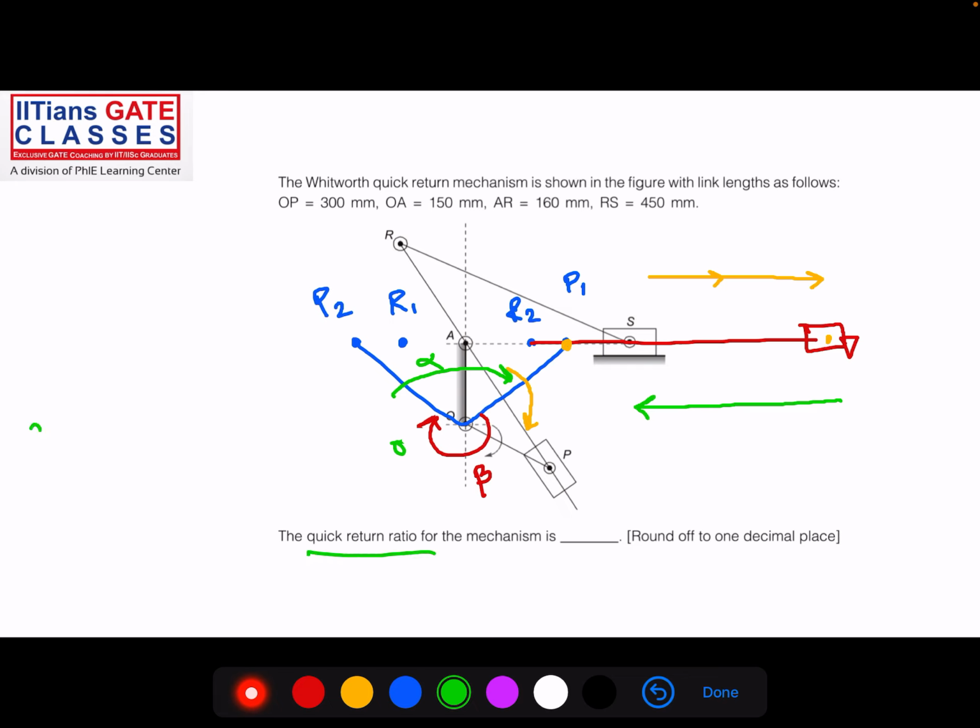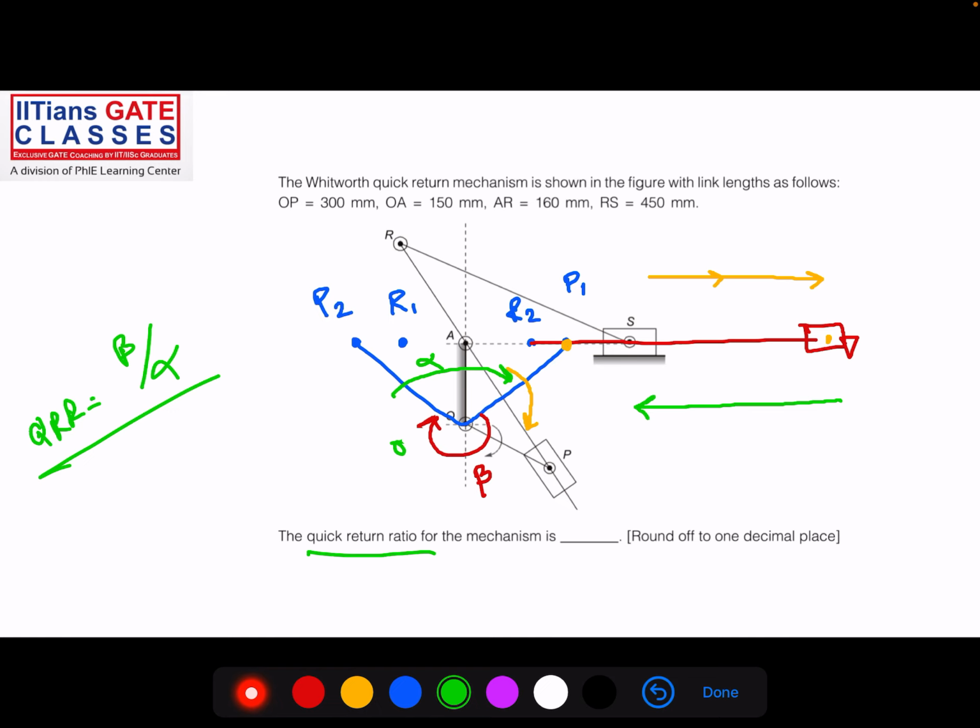Quick return ratio is equal to beta divided by alpha. So why the quick return ratio? Because while cutting, it is carrying out the cutting very nicely, properly, at slow speed. While on the return stroke, where it does not have anything to do, it is coming fast.